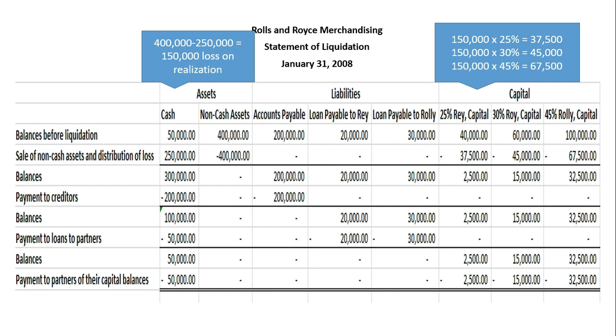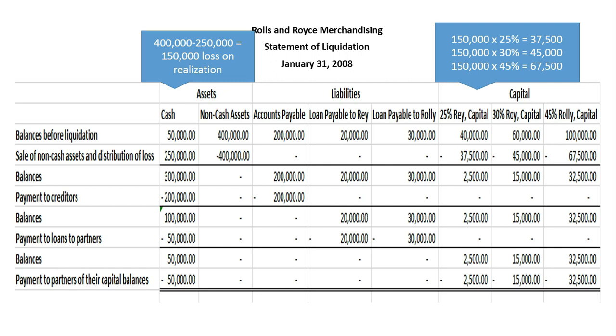The next step is to pay your outside creditors. As I've said, the accounts payable here is considered your outside creditors, so you'll need to settle this first. We have to pay 200,000. As you have noticed, the 200,000 here is to be deducted from your available cash balance of 300,000. So 300,000 minus the 200,000, your available cash balance is 100,000. But then you don't have accounts payable anymore because you have paid it.